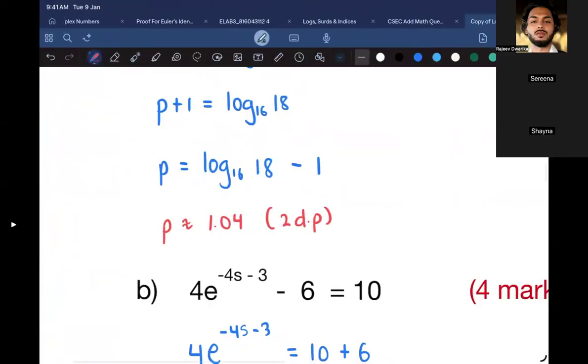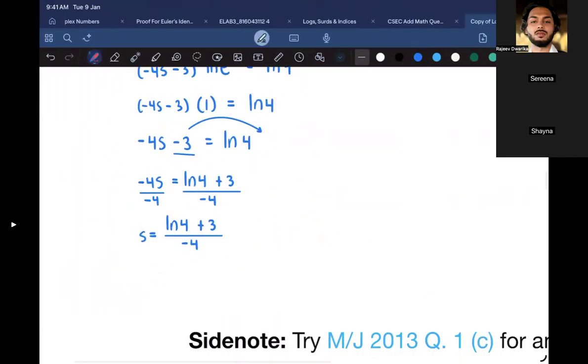Yes, sir. All right. And for the other one, s is equal to ln 4 plus 3 over minus 4. What is that equal to to two decimal places? Serena or Shina, somebody tell me. s is equal to what? To two decimal places.